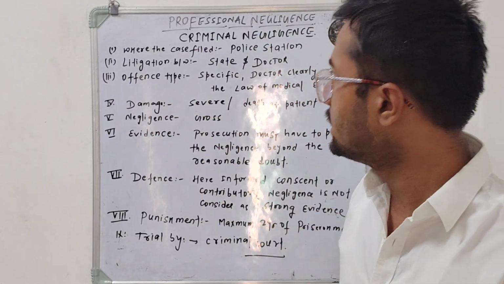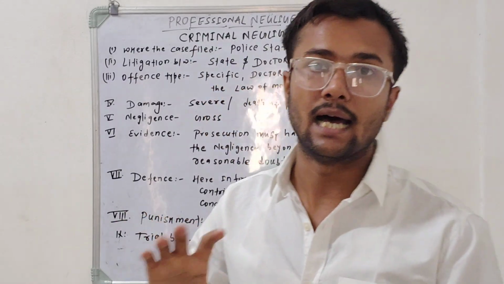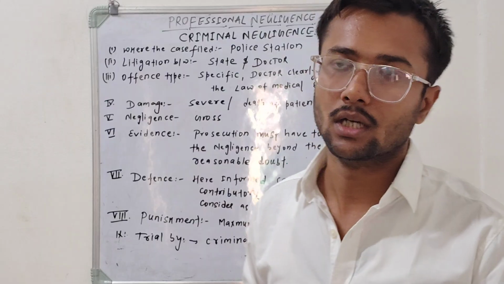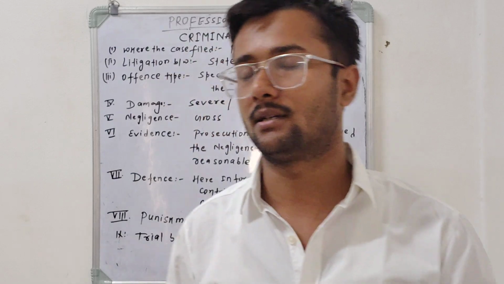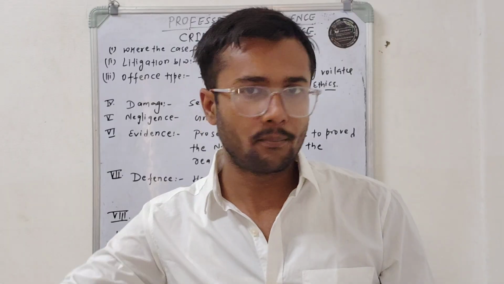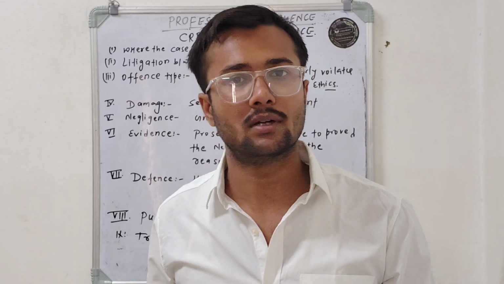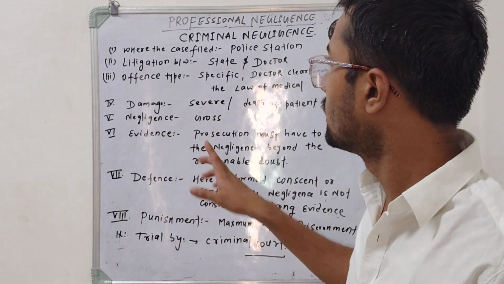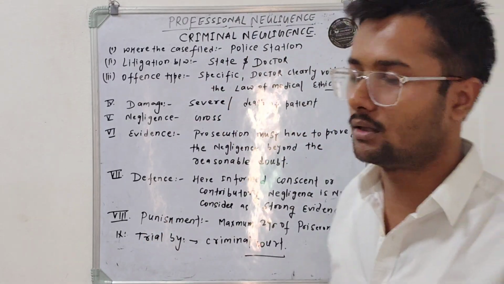The other thing is the litigation: between whom is the case? Which are the two parties in criminal negligence? Whenever there is a criminal negligence or any criminal crime, since it is a very severe crime, one party is always the state and the other party is the accused. Here the accused is the doctor, so one party is the doctor and the other party is the state.